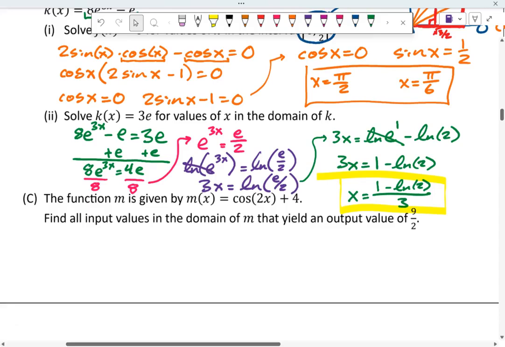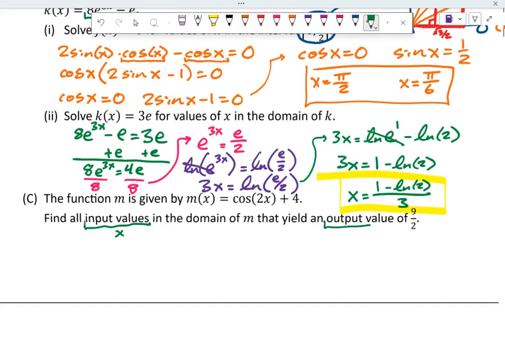Part C. The function m is given by that equation. Find all input values in the domain that yield an output value of 9/2. Input values, aren't those x values, guys? Yeah. And output values, aren't those y values? Or in this case, specifically m of x values? So really, this is the same thing as those last ones where they said, hey, solve for m of x equal to 9/2. It's the same thing. I just set it up and I solve.